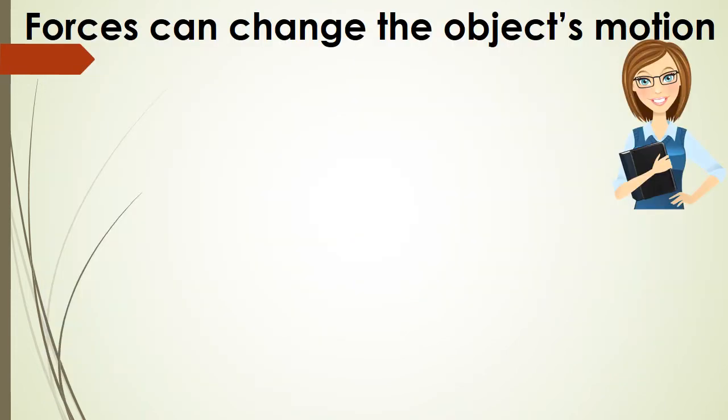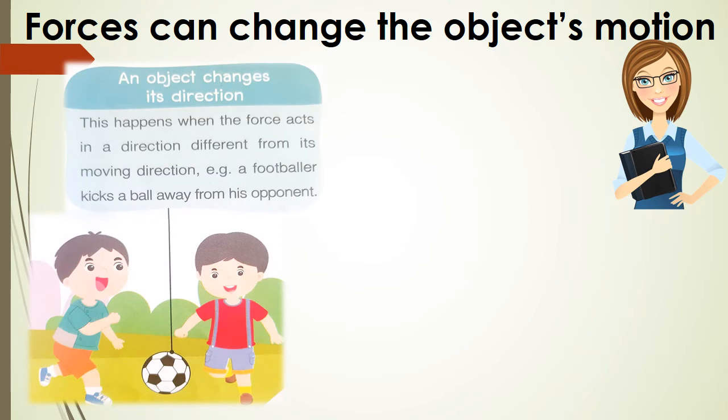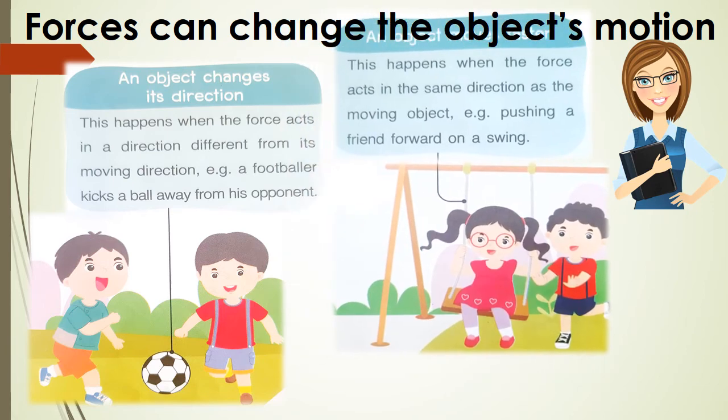Now let's talk about how forces can change an object's motion. An object changes its direction. This happens when the force acts in a direction different from its moving direction. An example is the football player who kicks the ball away from his opponent.